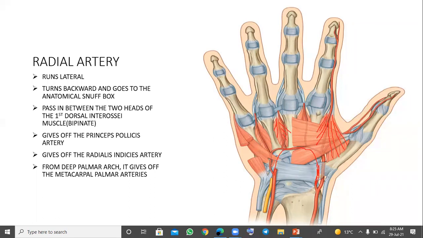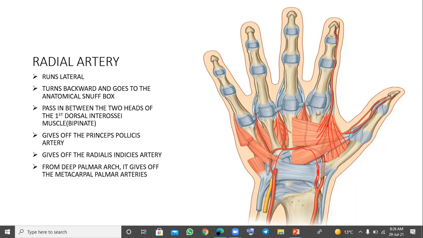So what will happen is that when the radial artery goes to the dorsal aspect of the hand, it will pass through the anatomical snuffbox. Then it will pass in between the two heads of the first dorsal interosseous muscle to appear on the palmar aspect again. So it will go to the posterior aspect, then pass in between the two heads of the dorsal interosseous muscle, then come back to the palmar aspect. So it will be deep on the hand there.